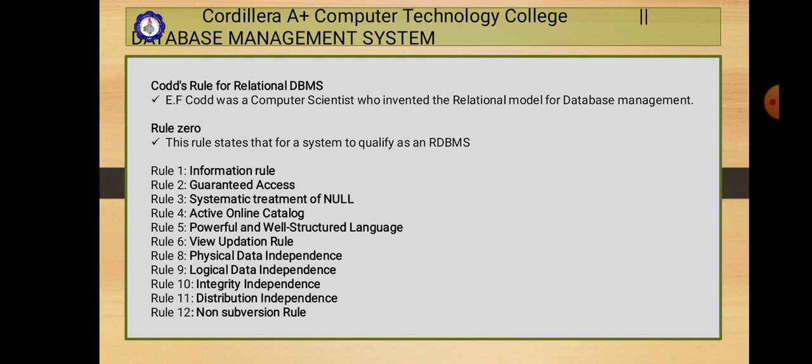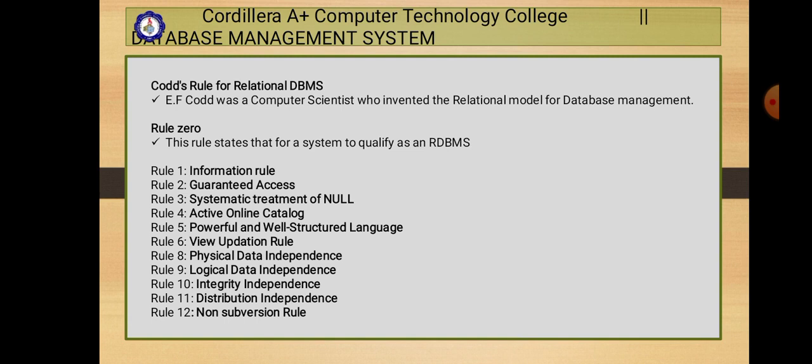Okay, so for rule number 10, you have integrity independence. Okay, so what do I mean by integrity independence? So, ibig sabihin, yung database should be able to enforce yung sarili niyang integrity rather than dun sa paggamit ng ibang programs. So, key and check constraint, trigger, etc. should be stored doon sa data dictionary. Para sa ganun ay this also makes the database management system independent of front end. Okay? So, that is integrity independence.